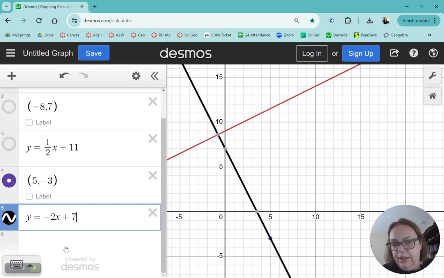And you can see clearly it does go through this point, 5, -3. And although we can't measure the angle, it looks like it's going to be 90 degrees. It's intersecting at a right angle.